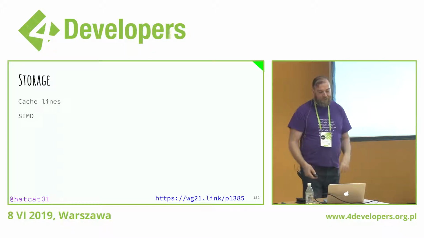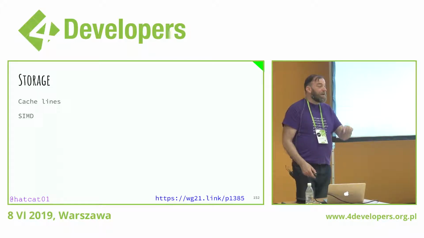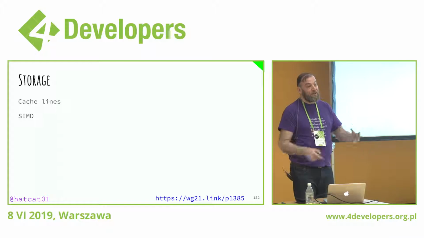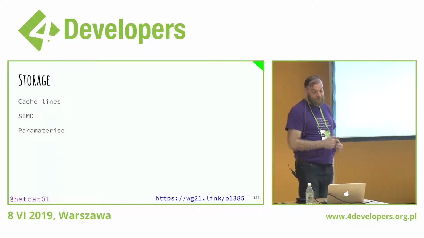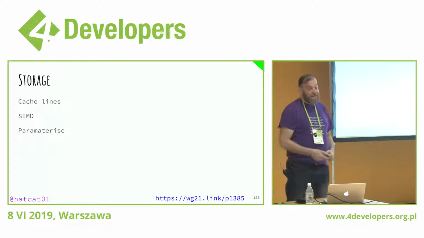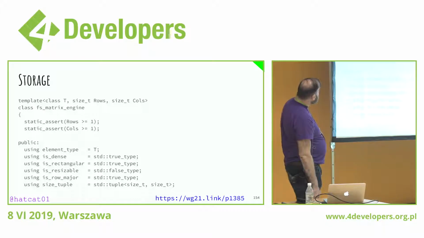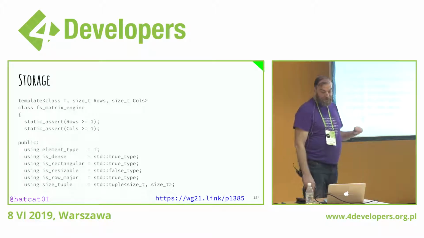Much of these are implementation details, and the purpose of standardization is to define an API, not to define an implementation. So the obvious solution is to parameterize your storage and standardize how you access the elements. So let's introduce the first class: FS Matrix Engine, fixed size matrix engine.